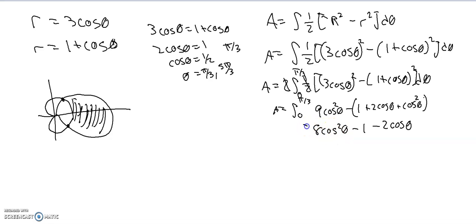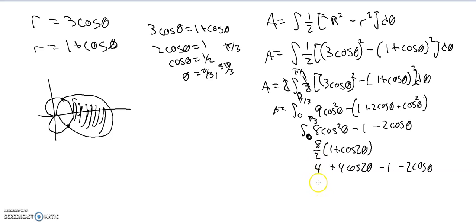Okay, in order to take the integral of cosine squared theta, we have to write it in its other form, which is 1/2 of 1 plus cosine 2 theta. But it's times 8, so we want to have an 8 here. So it's 4 times this. So 4 plus 4 cosine 2 theta minus 1 minus 2 cosine theta. Okay, so the 4 minus 1 is 3, minus 2 cosine theta, the integral from pi thirds to 0. So now we have an easy integral to solve. It's always good to simplify the integral before you take it.